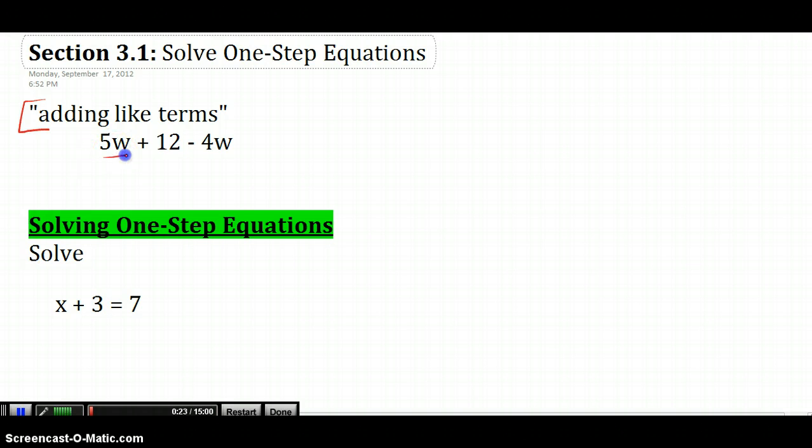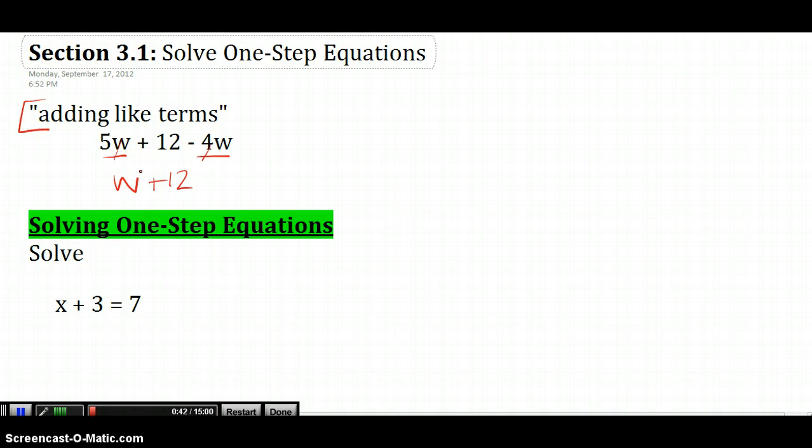So we have a 5w minus a 4w, and since they both have w, you add them together. So we have 5w minus a 4w, which leaves just w, and then plus your 12. And that was your answer. That was simplifying this expression.